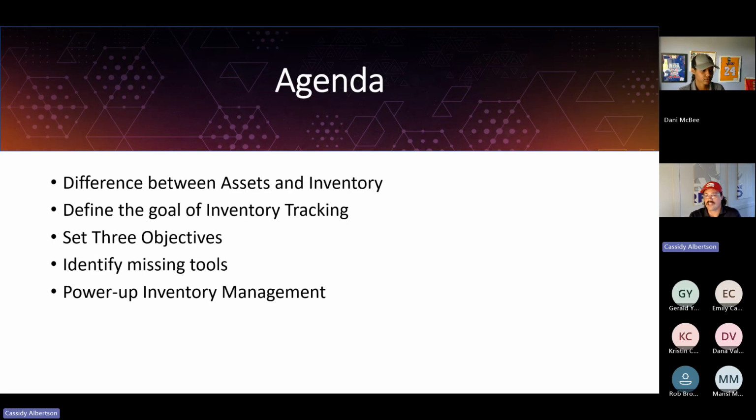So, a quick agenda. We're going to talk about the difference between assets and inventory, what QuickTrack applies to versus what our other software, Gray Trunk RFID, applies to. Then we're going to define the goal of inventory tracking, and I'm going to keep it super simple for you guys. It's not going to be drawn out. And then we're going to set 3 objectives with a little added detail in there.